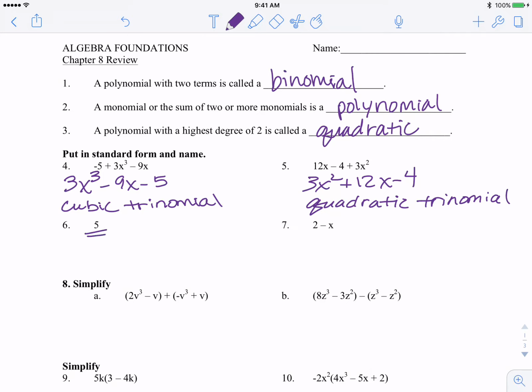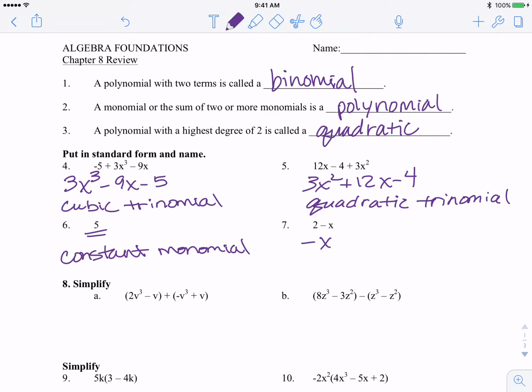Number 6, this is in standard form already, and this is a constant because its highest exponent is 0, and it's a constant monomial because it has 1 term. Think constant because if I look at that monomial of 5, there's no way that it can change. It's just always going to be 5. It's going to stay 5 and stay constant.